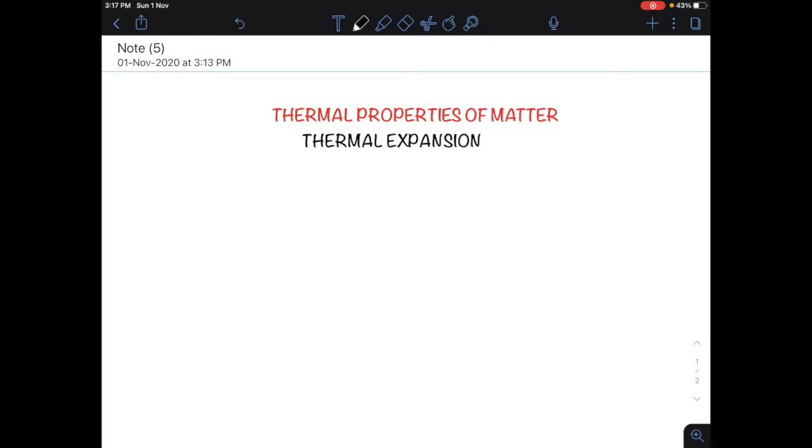Mercury in thermometer. We know that there is a liquid mercury in thermometer, and this liquid level of mercury rises when it is put in hot water. Again, if you take it out, it falls down.